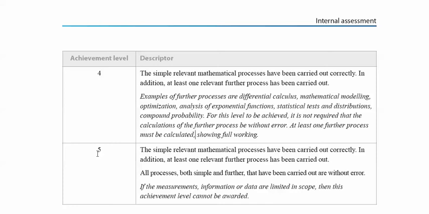Right, and then criteria 5 is to do those further processes, but doing it correctly without any errors. Okay, so that's criteria 5. And also, if your data is limited in scope, then you can't get a 5 here. So that means if your data, going back to criteria B, if your data is rubbish, then there's no way in hell you're going to get a 5. Okay, so your data needs to be good.